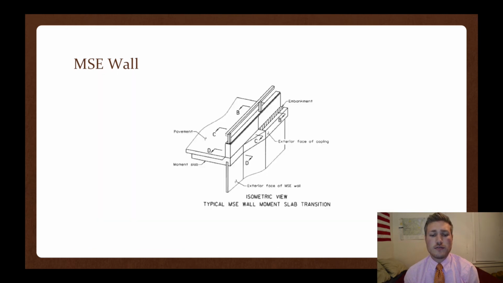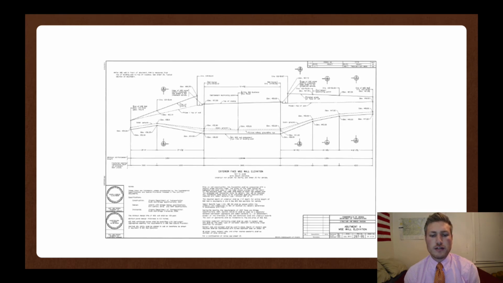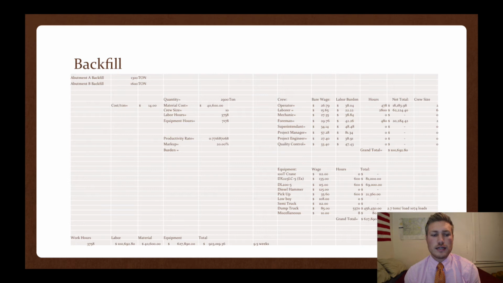Here's an isometric view of the MSE wall, which will be located on abutment A and B. Here's an elevation view of both abutment A and B where the MSE wall will be placed. To backfill these walls, I calculated it'll take 1,300 tons for abutment A, and for abutment B it'll take 1,600 tons. The cost to install this backfill will be $14 per ton. The duration of this project will take about 9.5 weeks.